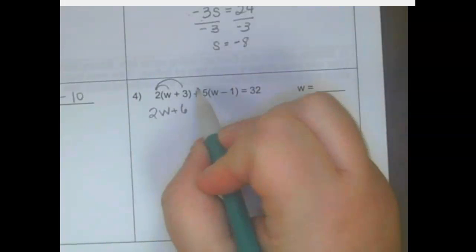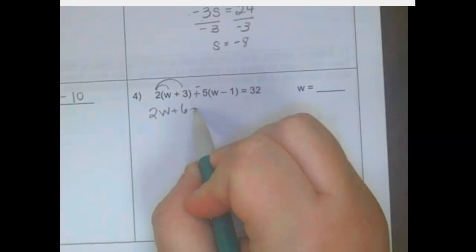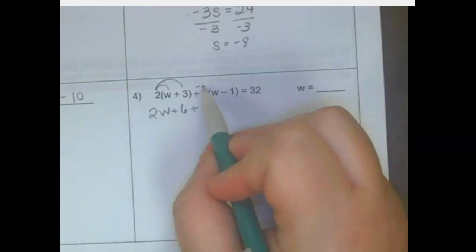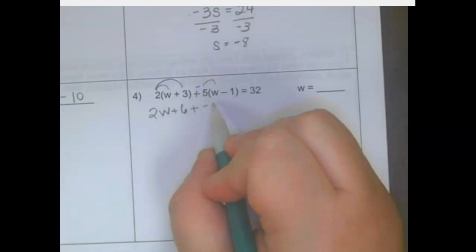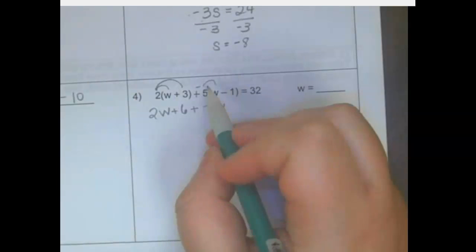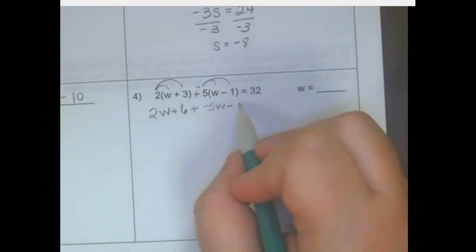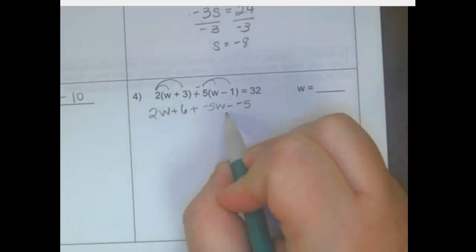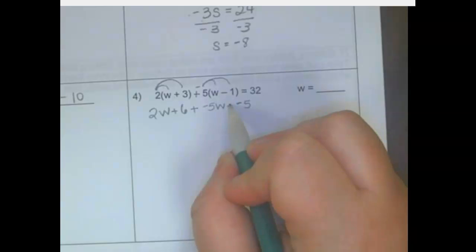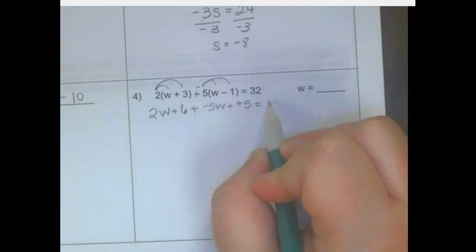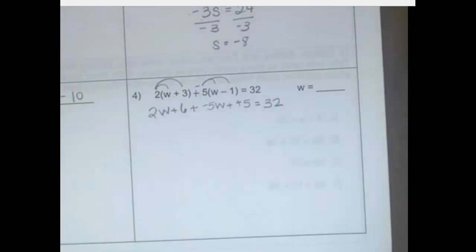We're going to add a line, change the sign here. Bring down my plus sign. Negative 5 times w is negative 5w. Bring down my subtraction. Negative 5 times 1 is negative 5. Before I do anything, I'm going to add a line, change sign because that bothers me. 32. Anybody have any questions on the distributing portion?